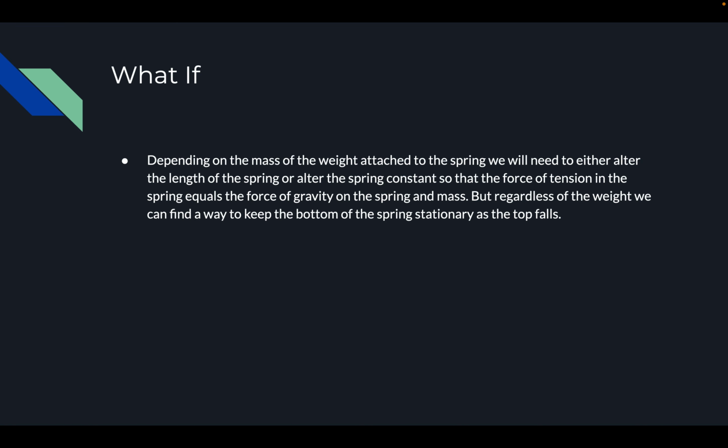So what if? Depending on the mass of the weight attached to the spring, we will need to either alter the length of the spring or alter the spring constant so that the force of tension in the spring equals the force of gravity on the spring and mass. Regardless of the weight, we can find a way to keep the bottom of the spring stationary as the top falls. The key takeaway is that force of tension has to equal force of gravity.